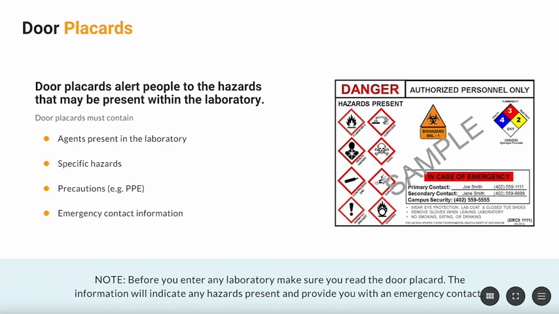and emergency contact information for assistance in case of an emergency. It is crucial for all laboratory personnel, as well as visitors, to take note of the information on the door placard before entering the laboratory. Reading the placard can help ensure that individuals are aware of the hazards present and the appropriate precautions to take. This includes knowing the emergency contact information, which can be crucial in case of an emergency.